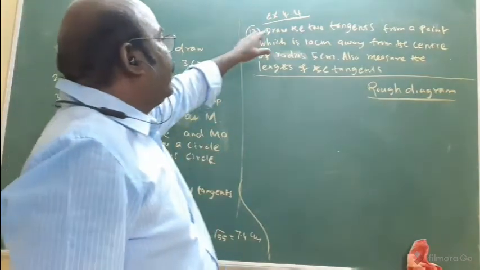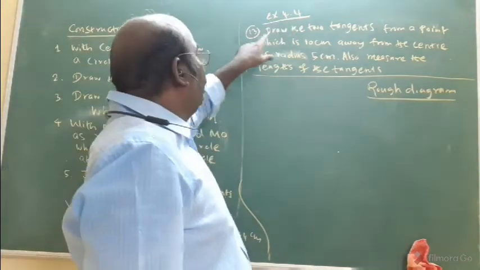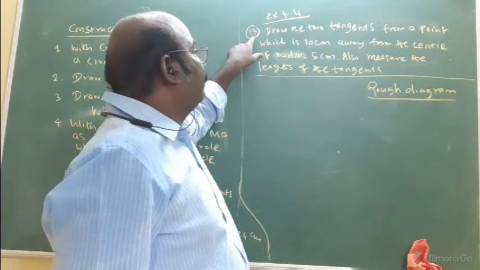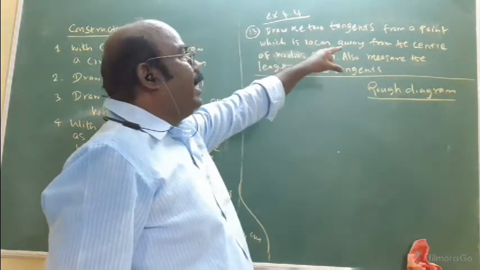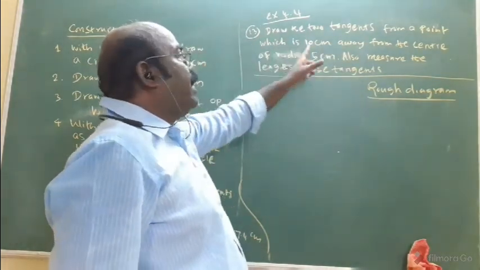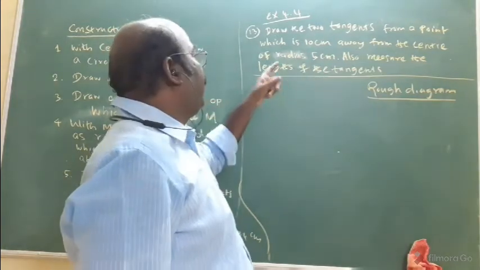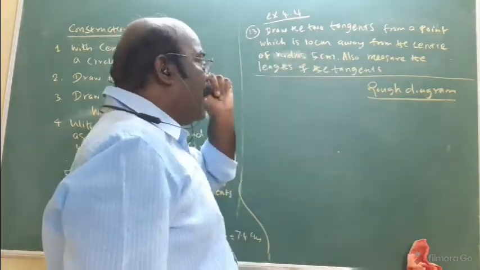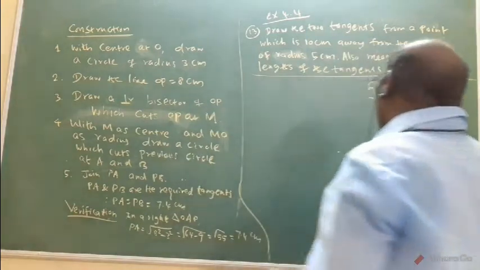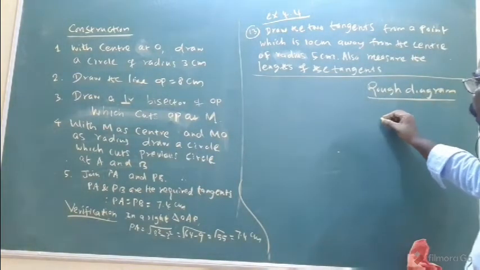Now listen here, exercise 4.4, question number 13. Draw the two tangents from a point which is 10 cm away from the center of a circle of radius 5 cm. The same concept. That's why first try a rough diagram. What I told you, it's one small circle.